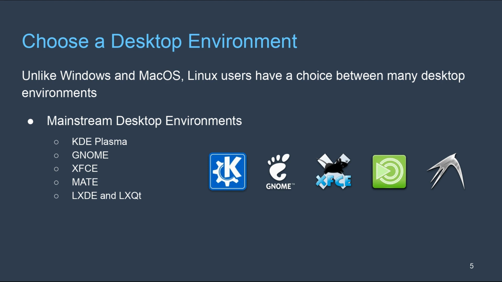So one of the other key differences of Linux is the choice of desktop environment. Unlike Windows and Mac OS, Linux users have a choice between many different desktop environments. And I've listed 5 here, which I personally consider the mainstream, and even frankly, LXDE and LXQt, maybe not as mainstream, but certainly well supported, especially on Ubuntu, which has the LXQt version of Ubuntu. I would say the 2 largest are GNOME and KDE Plasma, and I just spoke them in a different order than I have them sitting there.